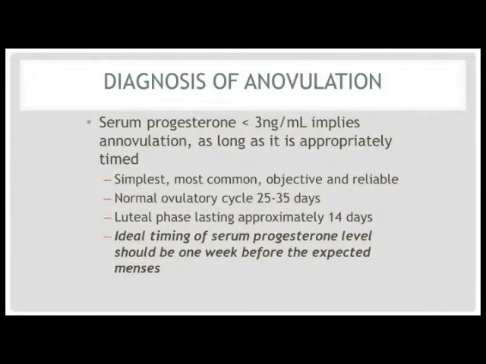How most people do it, if you're really trying to figure out whether someone's ovulating or not, is you do a day 21 progesterone. And if the progesterone is less than 3, that implies anovulation. But it has to be appropriately timed. So when I say day 21, that implies a 28-day cycle. But if your patient has 35-day cycles, then your day 21 progesterone is going to be day 28. So it's 7 days before the onset of menses.